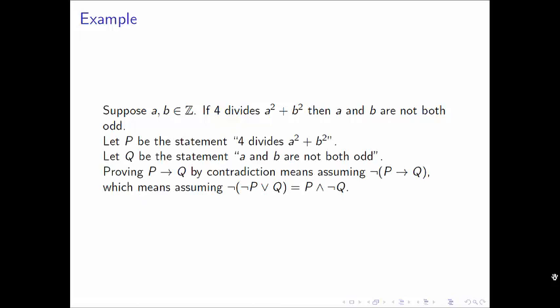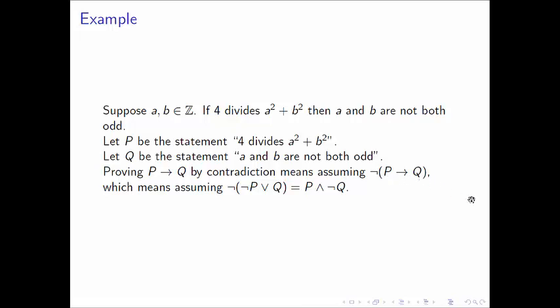Figuring out the negation of our statement can be a little bit confusing, so before we really begin the proof, let's walk through that. Let P represent the statement 4 divides a squared plus b squared. Let Q represent the statement a and b are not both odd. What we want to do is prove this implication by contradiction, so let's be careful about what we're assuming. We're assuming the opposite of what we want, the negation of P implies Q.